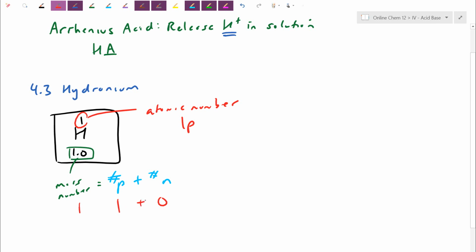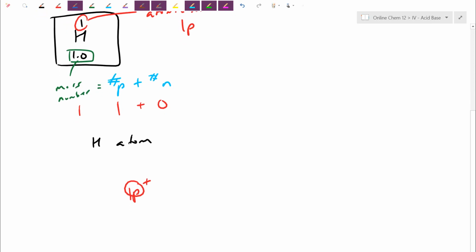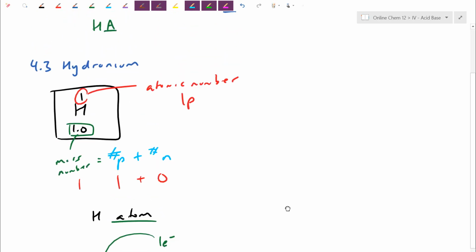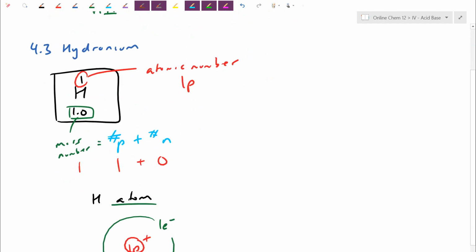So if I actually drew out a hydrogen atom, it would have 1 proton in its core, right? I know that proton is a positive charge. Because atoms are electrically neutral, if I have 1 positive, I need to make sure I have 1 negative on the outside. That's what hydrogen looks like. This is so far not the H+. Our characteristic acid particle, H+, has actually lost an electron.